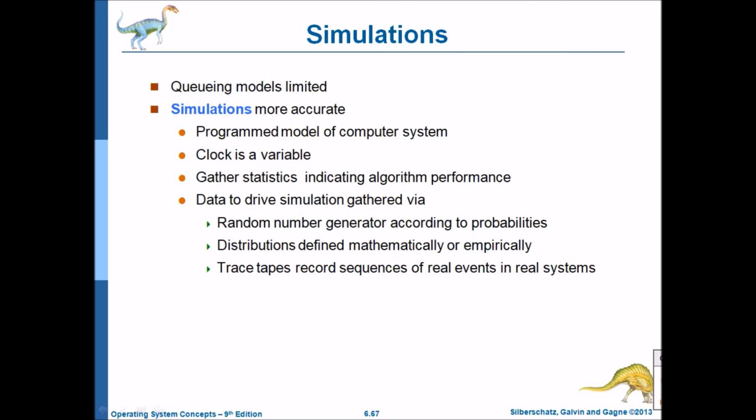The data to drive the simulation can be generated in several ways. The most common method uses a random number generator that is programmed to generate processes, CPU burst times, arrivals, departures, and so on, according to probability distributions. The distribution can be defined mathematically or empirically. If the distribution is to be defined empirically, measurements of the actual system under study are taken.